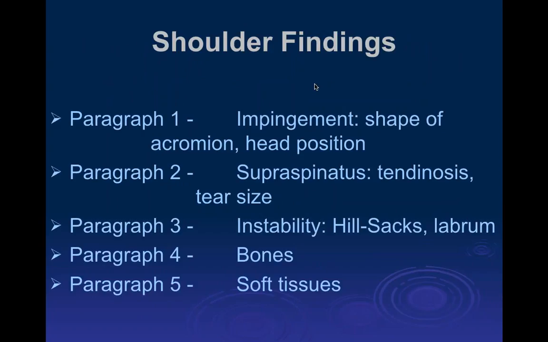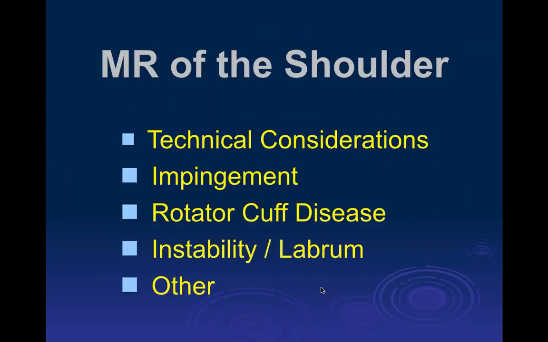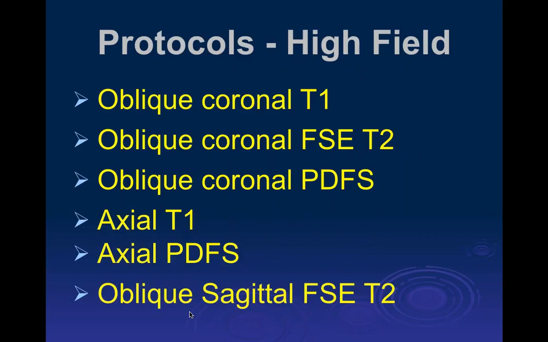I typically start with the first paragraph talking about the shape of the acromion and impingement, second paragraph talking about the rotator cuff, the third talking about instability lesions in the labrum, the fourth about the bones, and then the surrounding soft tissues. You just need to have a system and make sure that you follow it on every report. So looking at the shoulder, today we're going to talk about technical considerations. In future lectures, we'll talk about impingement, rotator cuff disease, instability, and some other topics within the shoulder.